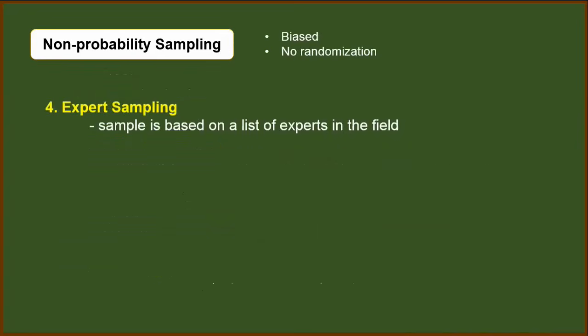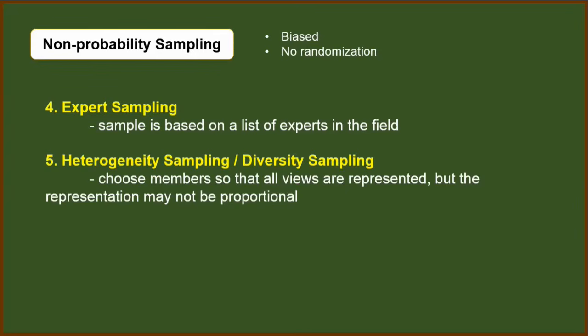Expert sampling involves getting the sample based only on the list of experts in the field. It depends upon the researcher who he will label as experts. Heterogeneity or diversity sampling, it involves the researchers choosing members or respondents so that all views are represented. However, this representation may not be proportional.